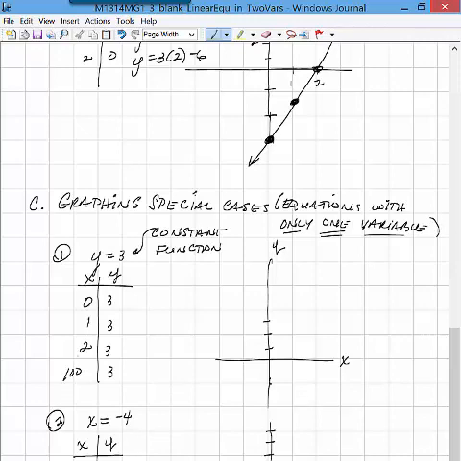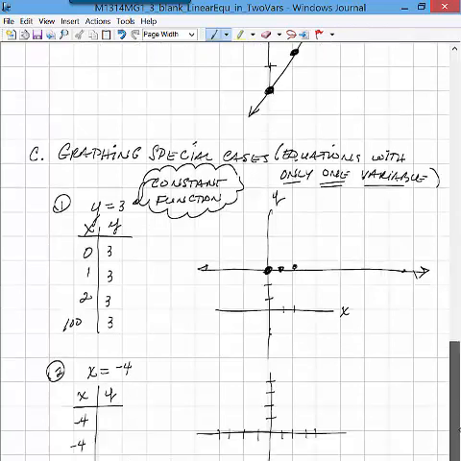So if we plot these points and take a look at what the graph is, (0, 3) is here, (1, 3), (2, 3), and then (100, 3) would be way out here off the graph. But then when you draw your line, you will see that it's a horizontal line. So anytime you have only the y variable, you will have a horizontal line. And they call horizontal lines constant functions. So if you ever see in the book the word constant function, then that means it's a graph of a horizontal line and its equation will only have the y variable.